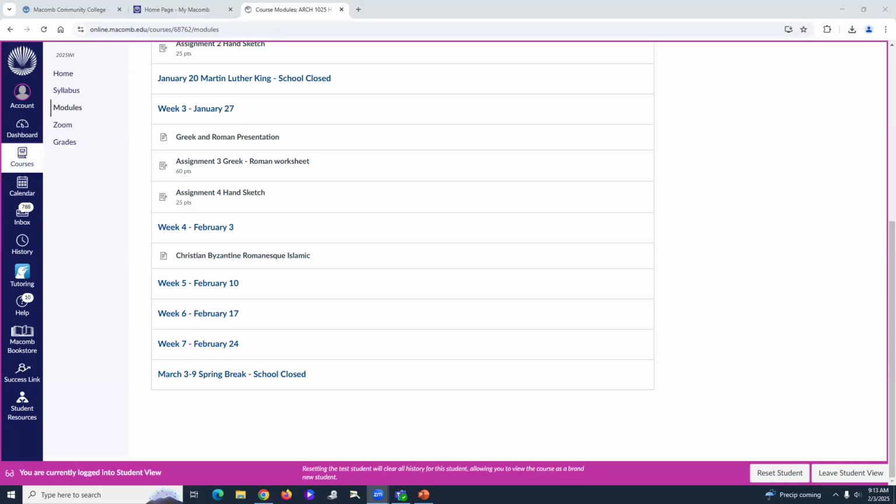Like today, we're going to look at all four of these, just pull from each one of them. So we'll look at the Christian style cathedrals and early ones, Byzantine and Romanesque and Islamic. Those are the different things that we'll take a look at today.